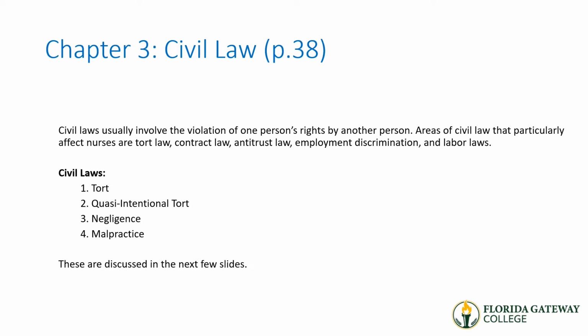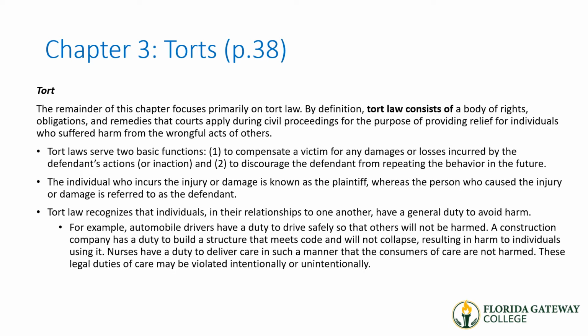Civil laws involve people's rights usually. This has to do usually with contract law, labor laws, employment discrimination, and these things called torts. 4 specific types of civil laws that we want to take a look at here real quickly are torts, quasi-intentional torts, negligence, and malpractice. We've all heard of the last 2, and we're going to discuss them in a little bit of detail.